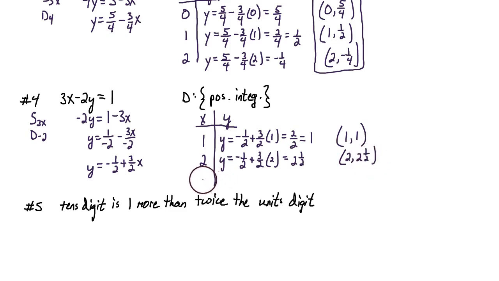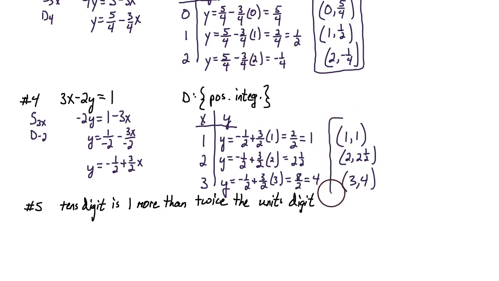Let's use another positive integer for x. How about 3? y equals negative 1/2 plus 3/2 times 3. 3 times 3 is 9/2. Negative 1/2 plus 9/2 is 8/2. And that reduces to a 4. So this root is 3, 4. Here are 3 roots or solutions to the equation.